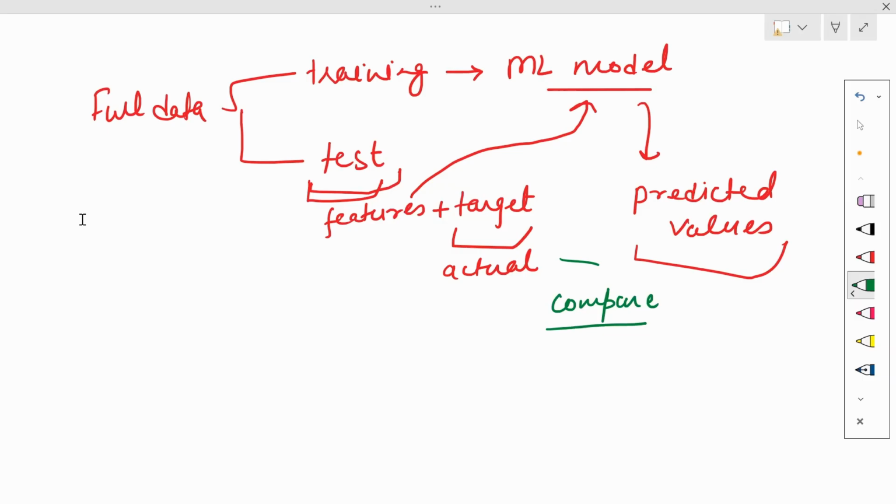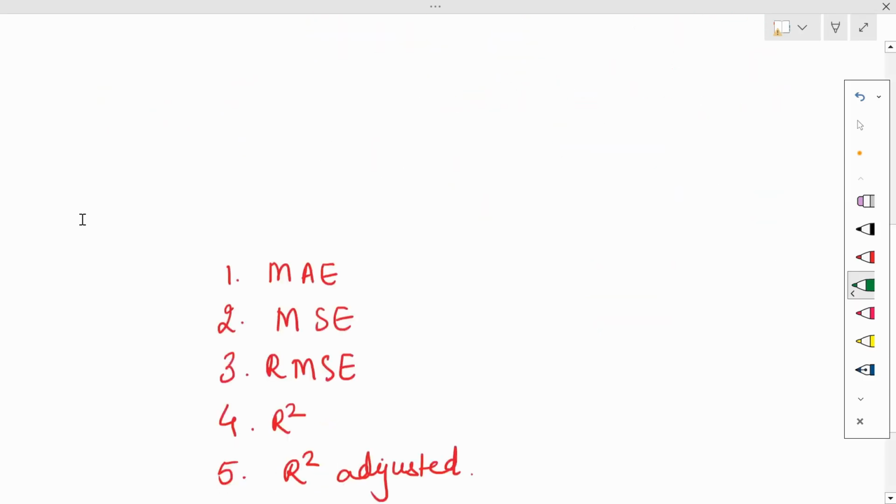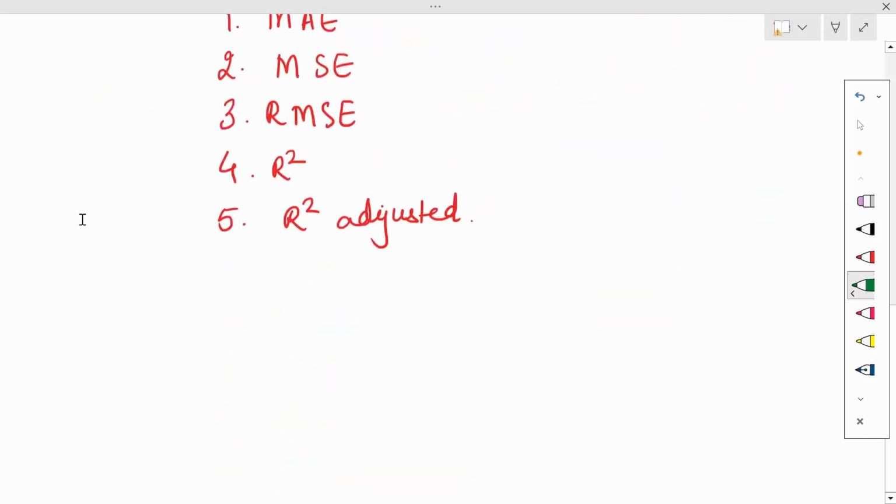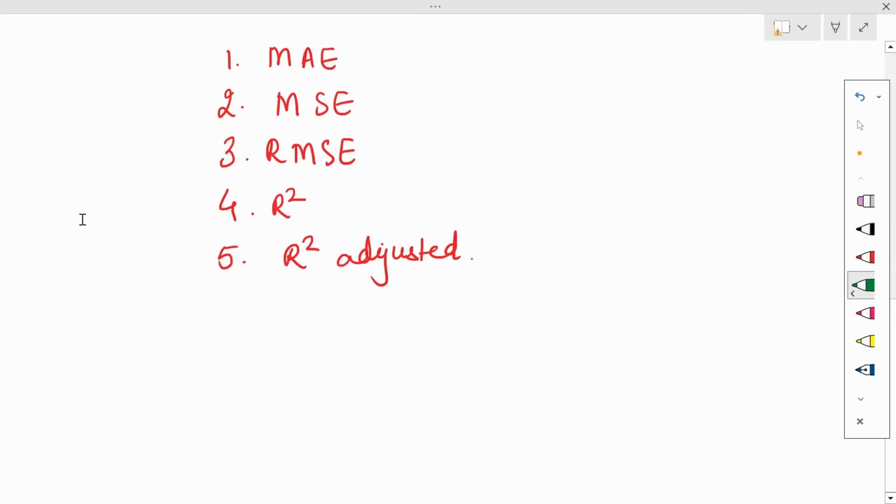In today's video, we will learn about these approaches, which are MAE, mean absolute error. Then we have mean squared error. We have root mean squared error. Then we have the R square value and adjusted R square. Let's explore these one by one.